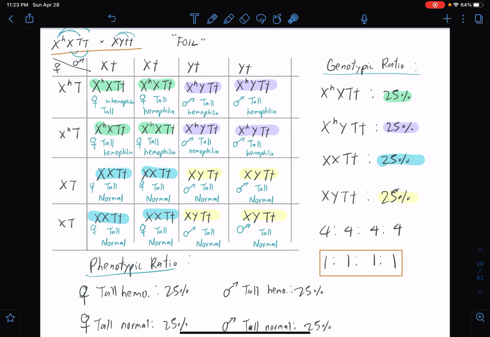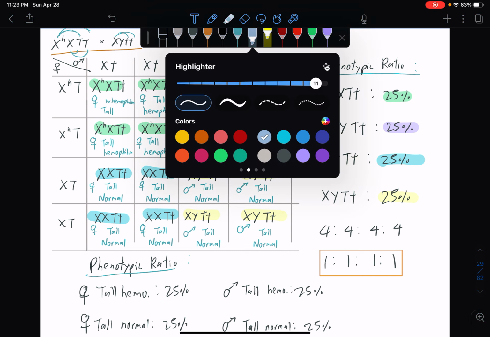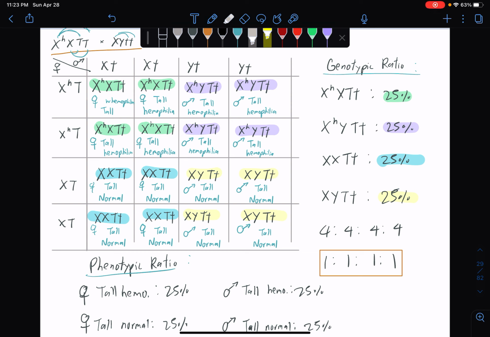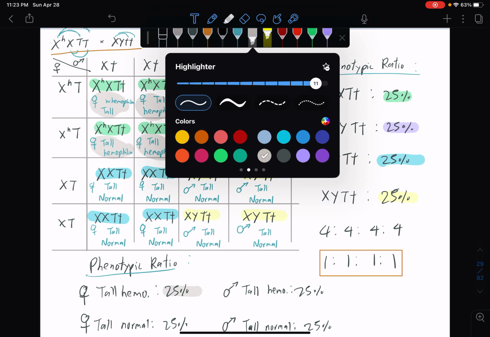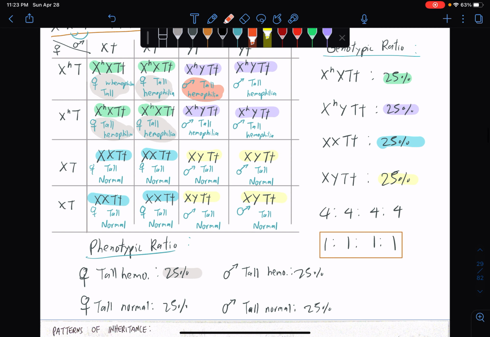So just to be careful, you want to highlight the genotypic ratios. You want to distinguish them from the phenotypic ratios, even though there's a tendency for them to be the same. So let's highlight this 25% female tall hemo gray. So we have the same thing. Next color, let's try this. Female tall hemophilia.